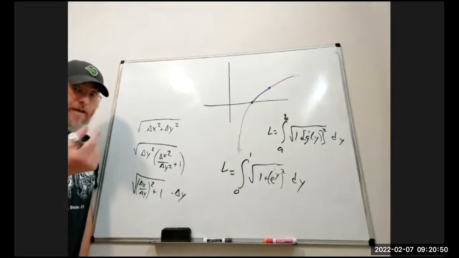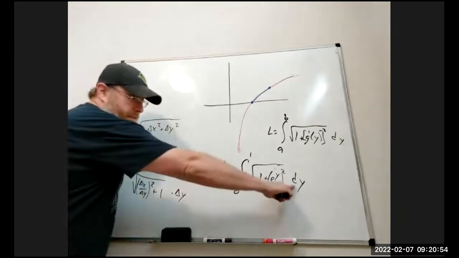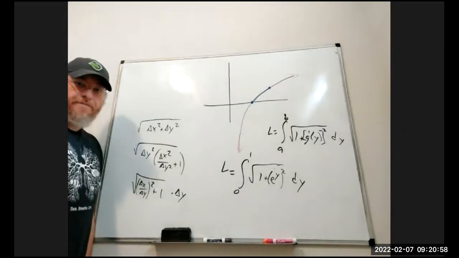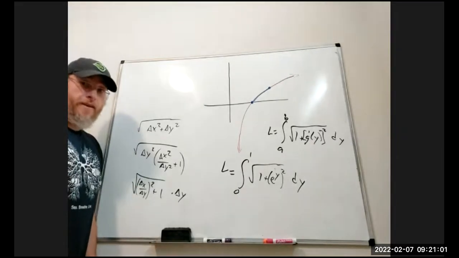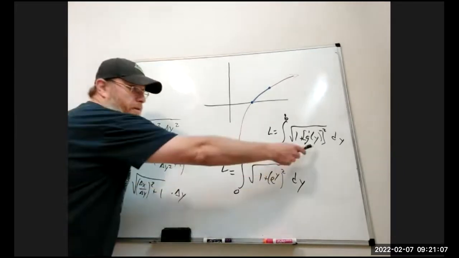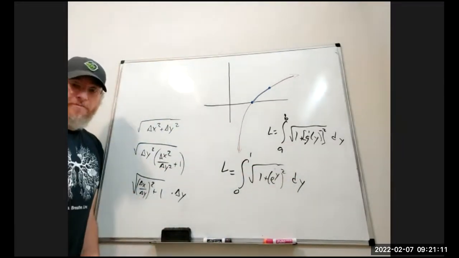Now take your limit, make everything really small. That delta y becomes the dy. This delta x over delta y, that's the derivative of x with respect to y. So that's your g prime. And you can see you get exactly the same form.